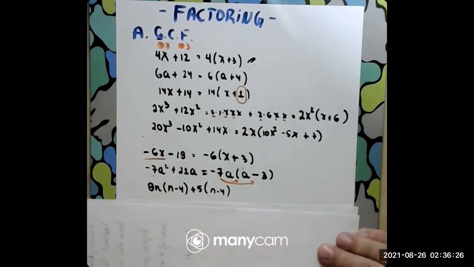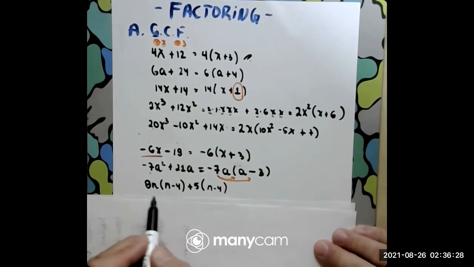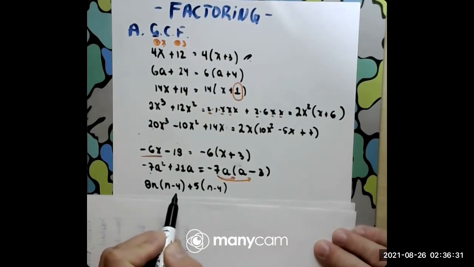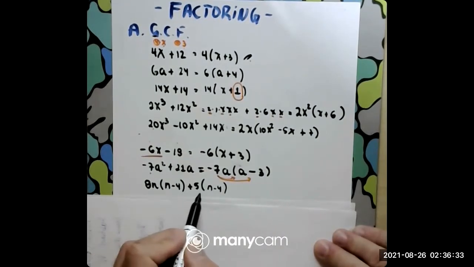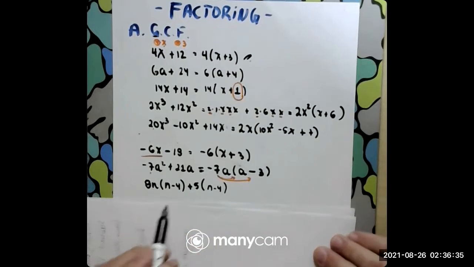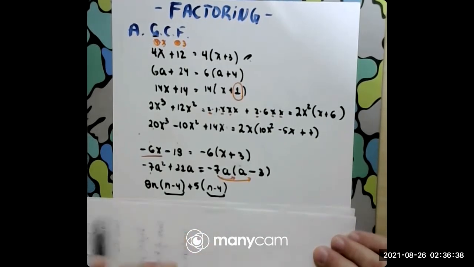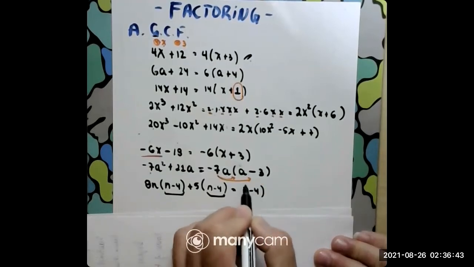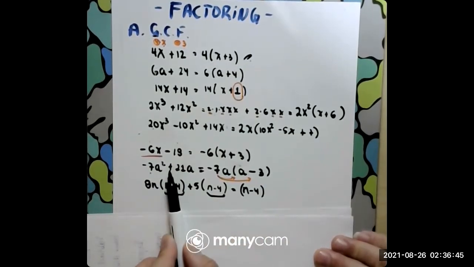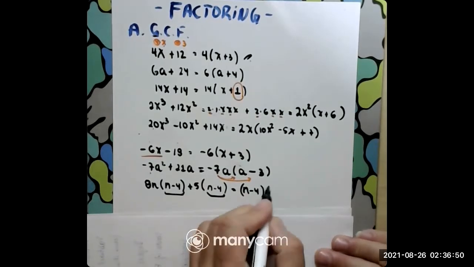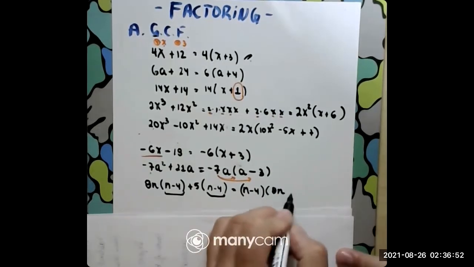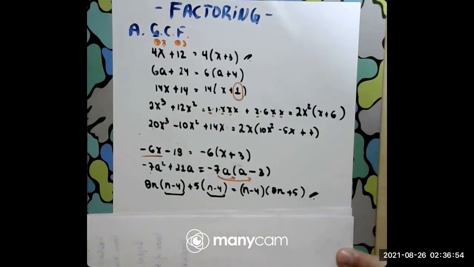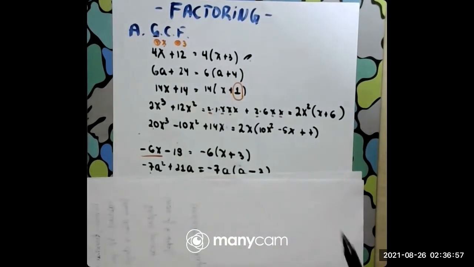Hopefully that will be a little bit clearer. Notice, folks, that here I have 8n times n minus 4 plus 5 times n minus 4. All right, so n minus 4 can be factored out as just the binomial, n minus 4. So what do I leave behind? 8n plus 5. Parentheses, 8n plus 5, voila, we are done. Okay, so let's go ahead and try another one.